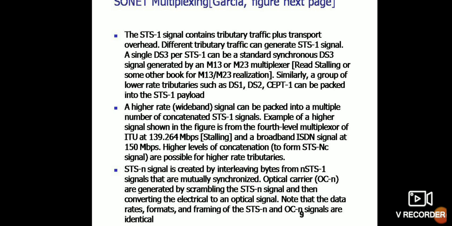The STS-N signal is created by interleaving bytes from N STS-1 signals that are frame synchronized. Optical carrier signals are generated by scrambling the STS-N signal and then converting the electrical signal to an optical signal. Note that the data rate, format, and structure of the signals are identical.